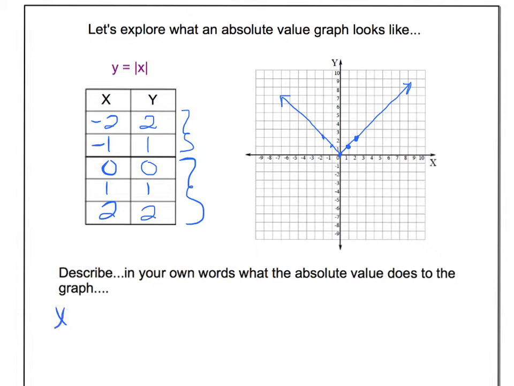Take a second and describe in your own words what the absolute value does to the graph. Let's go a step further and figure out what adding or subtracting numbers outside the absolute value does to our graph. I will pick the same input values as before.